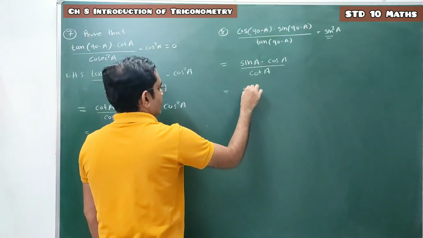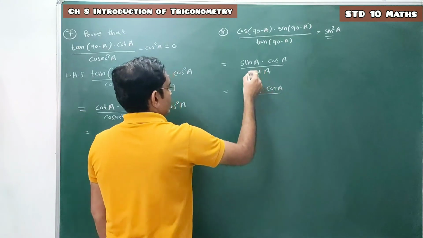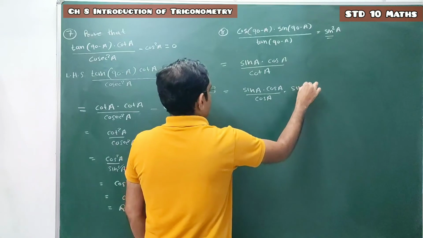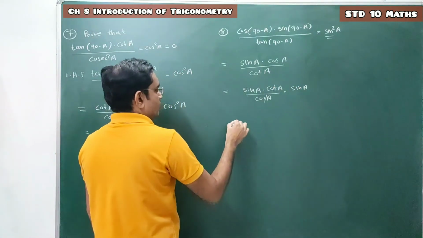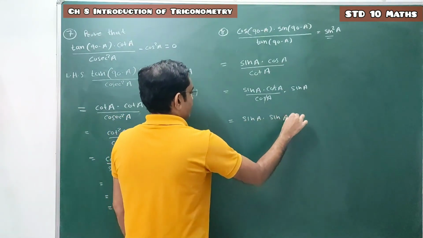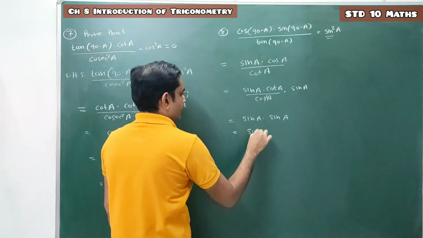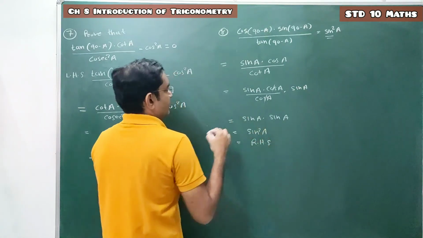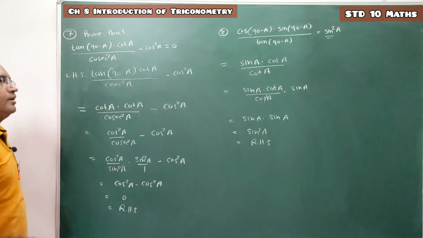Sine A in the numerator as it is, sine A into cos A upon cot A. Cot A is cos A upon sine A. So sin A, the denominator of the denominator, will go into the numerator. Cos A cuts. So this one is sin A into sin A. What is sin A into sin A? Sin square A, that is our required right hand side. Done. So this is how you can prove question number 8. Pause the video and note it down.